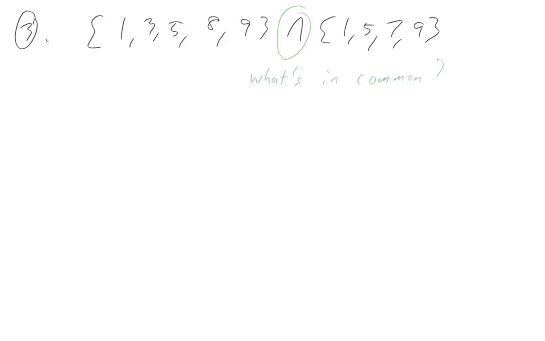What's in common between those two sets is called the intersection of those two sets, and it would be the numbers 1, 5, and 9. So the answer to this problem would be 1, 5, and 9.